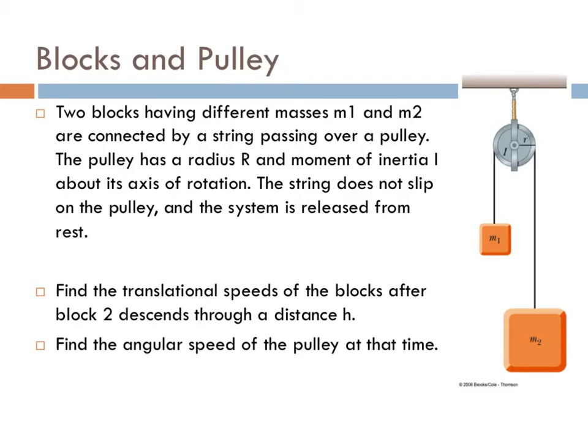It says two blocks having different masses m1 and m2 are connected by a string passing over a pulley. The pulley has a radius r and a moment of inertia I about its axis of rotation. The string does not slip on the pulley and the system is released from rest. Find the translational speeds of the blocks after block 2 descends through a distance h. Find the angular speed of the pulley at that time.